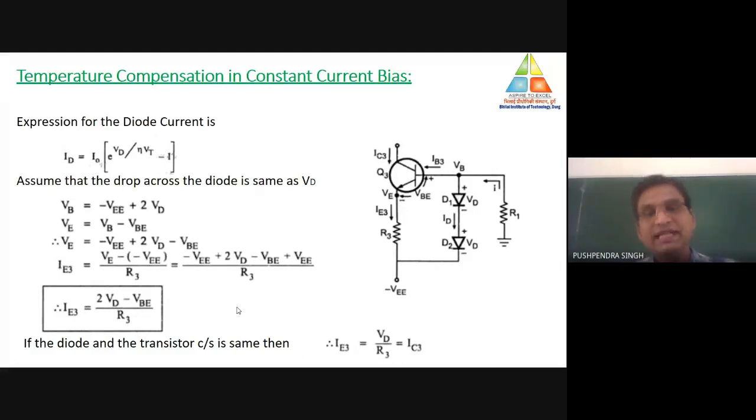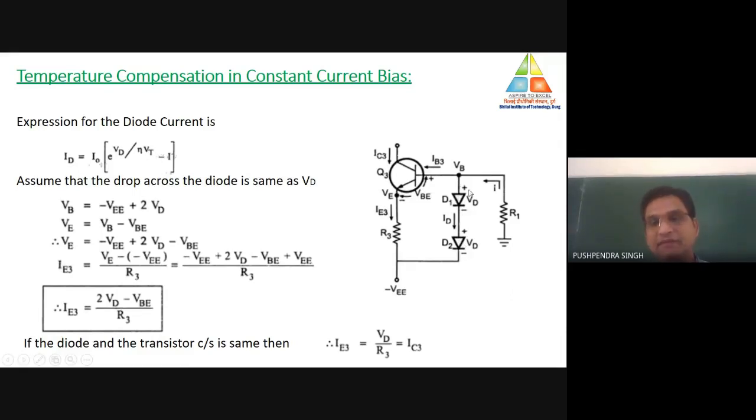So what is the temperature compensated component? That is a diode. Why? Because the diode is also affected by temperature. And what is the value of current across the diode? The diode current ID is equal to I naught times e to the power V divided by eta Vt, minus 1, where Vt is the thermal voltage and Vt is equal to T divided by 11600. From there we can calculate the thermal voltage. So if the temperature is changing, in the case of a transistor there is a 2.5 millivolt per degree centigrade change. That much change will be compensated by these two diodes.